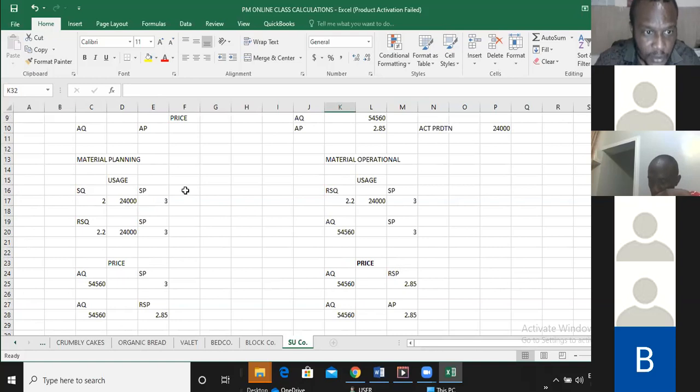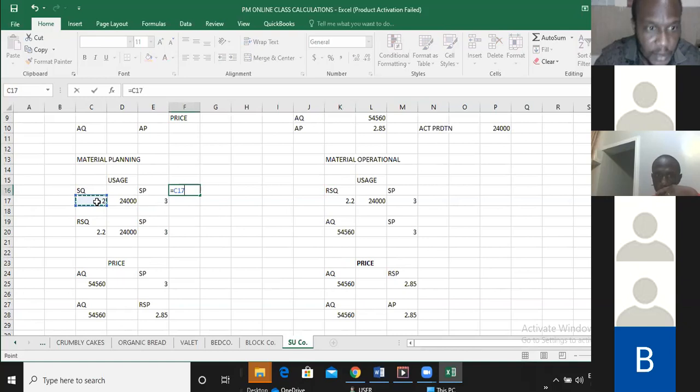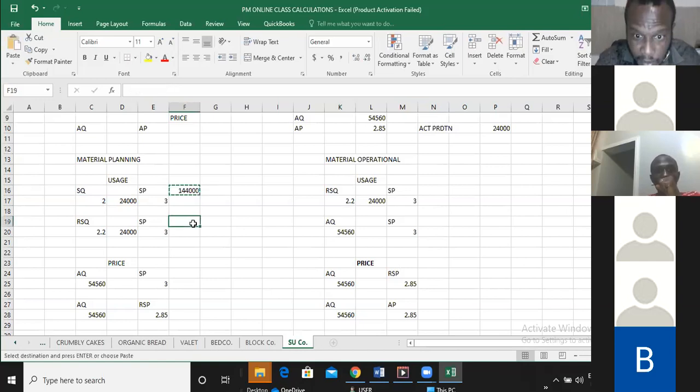So we come to our standard quantity, standard price. So it's equal to this multiplied by that multiplied by that. All right, so that's that figure. And then we can copy it. All right, so copy and paste it everywhere. Oh, that one is not 3. So we'll paste it for all the ones that are 3, Abi. All right, so we can paste it for all the ones that are 3.